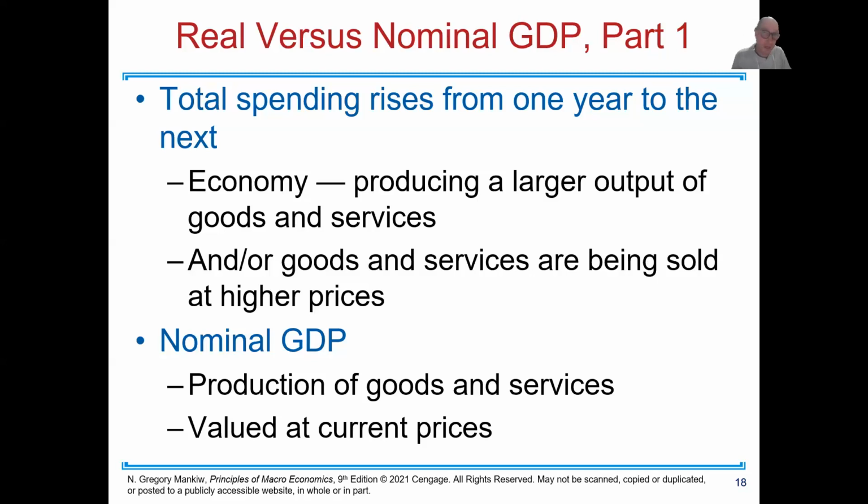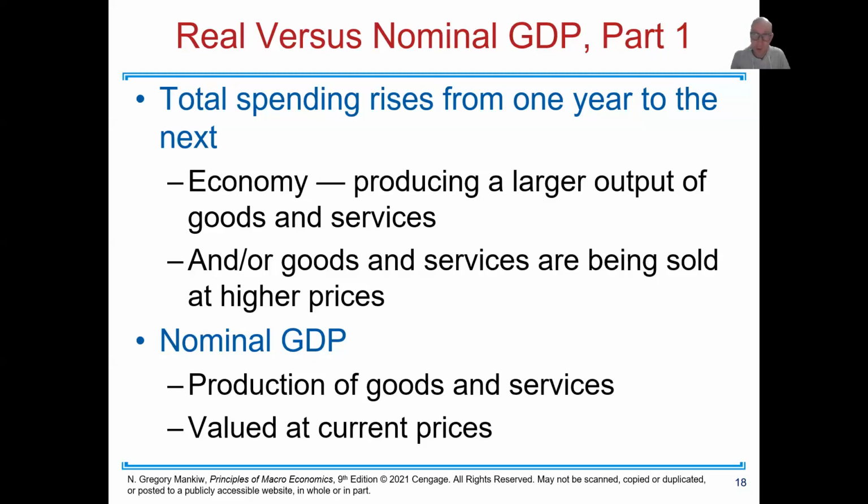We also look at this concept called nominal GDP, which is where we're looking at things like the production of goods and services and their values at their current prices. We don't necessarily look at it from a year-to-year perspective, but the nominal GDP is affected by changes in pricing.